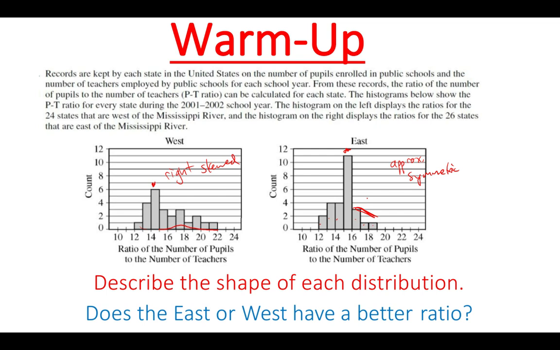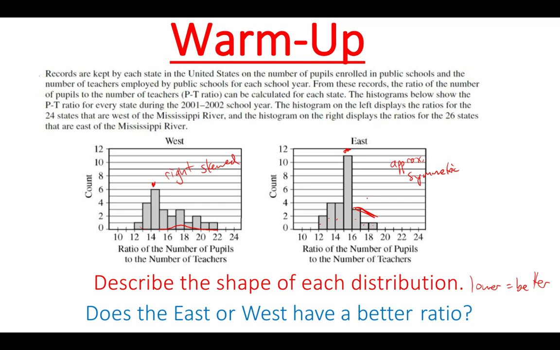All right, and then does the east or west have a better ratio? So in terms of student-to-teacher ratio, or pupil-to-teacher ratio, lower is better, right? Lower equals better. Because if you have less students per each teacher, that means you get more one-on-one help.